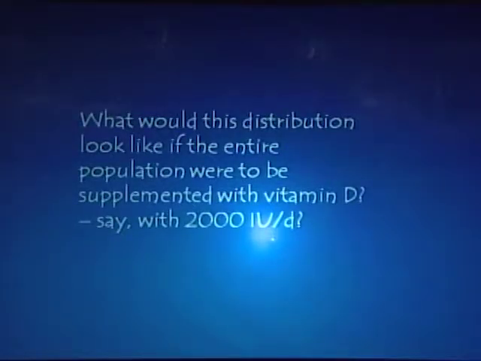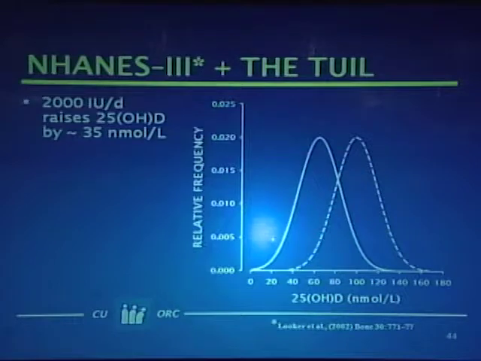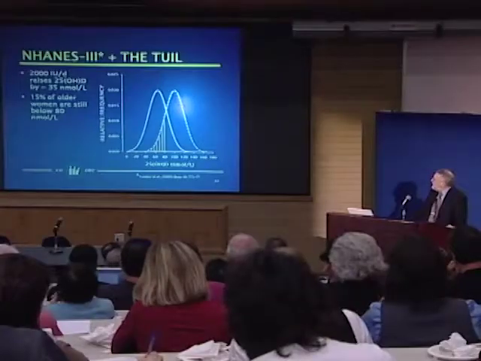Now, I want to ask you, what would this distribution look like if the entire population were to be supplemented with vitamin D, say, for example, with 2,000 international units per day? Well, here is the NHANES distribution once again, and 2,000 international units would raise that distribution in everybody by an average of about 35 nanomoles per liter. As I'll show you at the end, this is an average figure, and there's a lot of variability in how people respond, but let's just say we push that distribution to the right, 35 nanomoles.